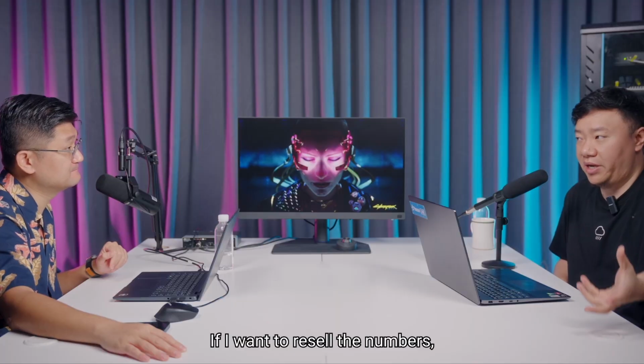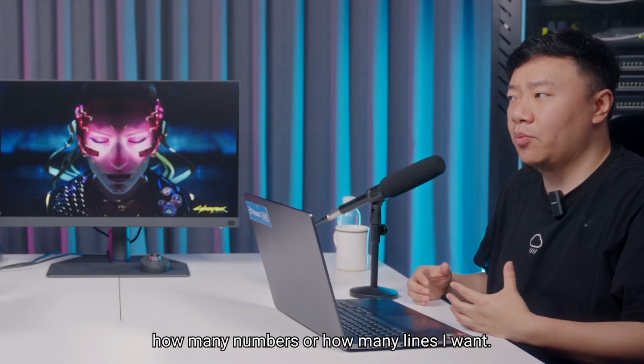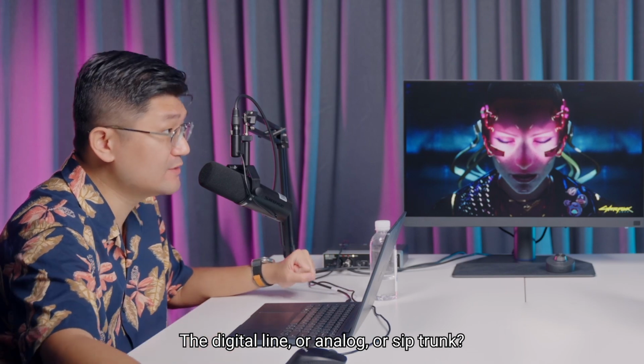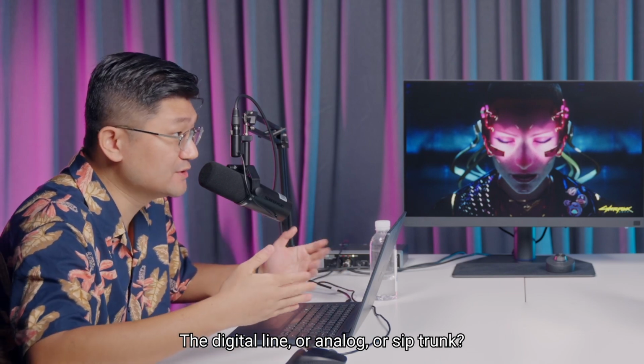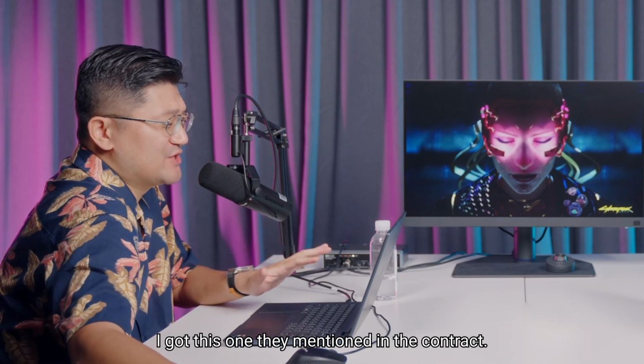If I want to resell the numbers, I have to sign a contract with them based on how many numbers I want or how many lines I want. What kind of lines are you looking for? The digital line or analog or SIP trunk? They got different prices for sure. I do have an example. I got this one they mentioned in the contract.